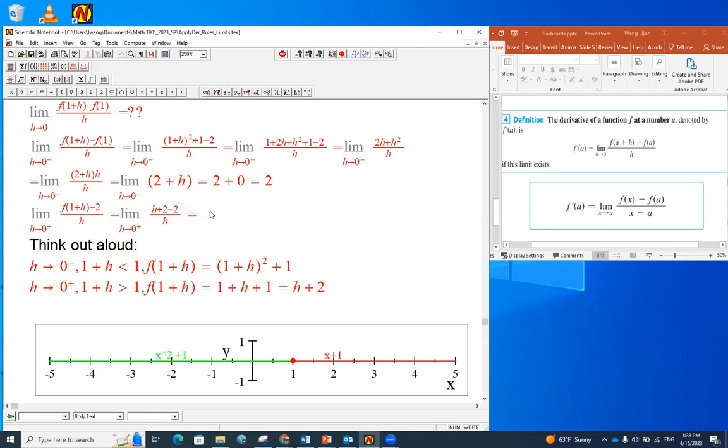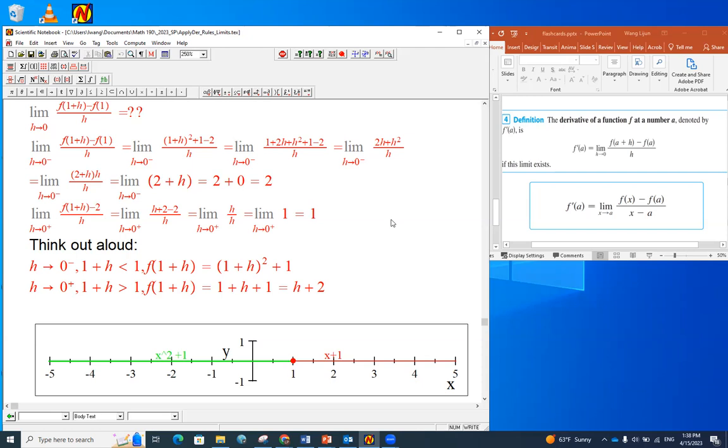Okay. 2 minus 2 is 0. So h and h will reduce. These two make 0. h and h reduce. So what do we get in the end? We get h divided by h. That's 1. h is approaching 0 from larger than 0, but h is not 0. So we can use property principle number 1. So the final limit is 1.